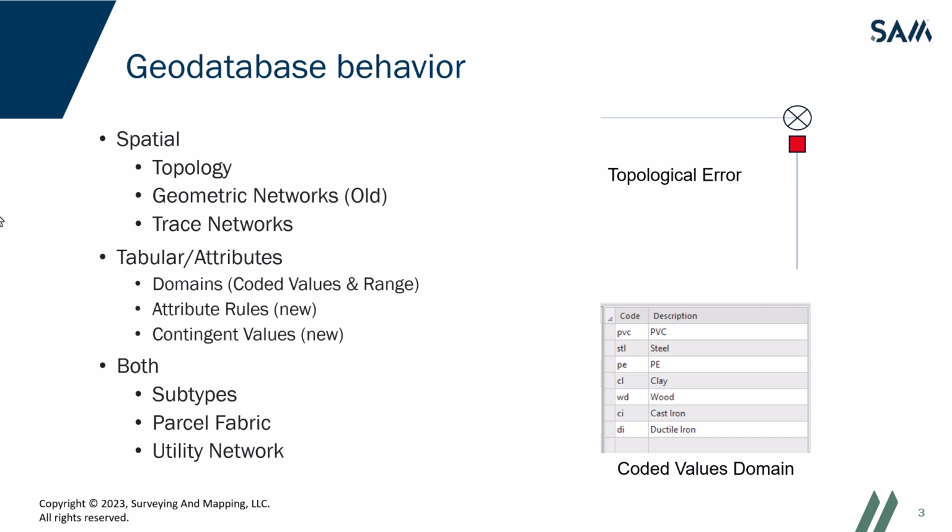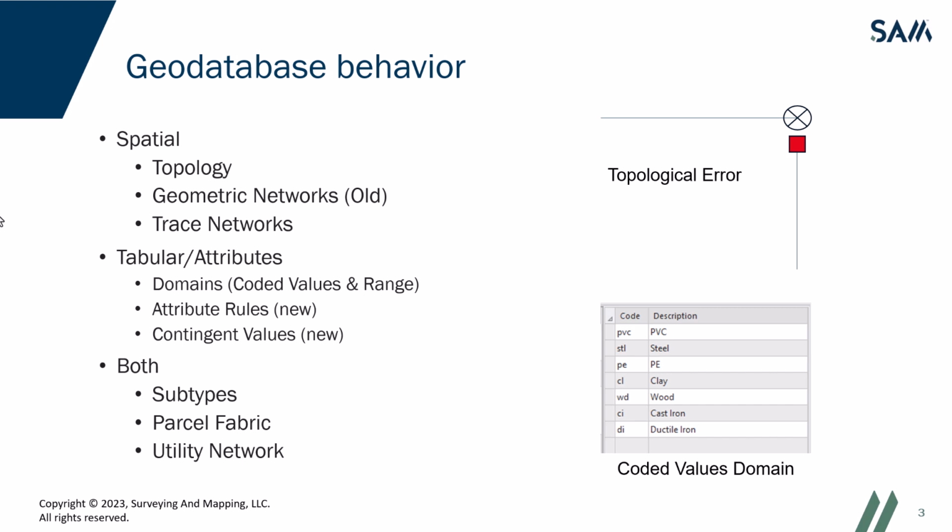Now, Esri has also created some specialty, I hesitate to call them data models because they're a lot more than that. But you have something called the parcel fabric and the utility network. This is a combination of data models like I was talking about, but also tools that will go in and automatically use some of this behavior geared towards specific things.